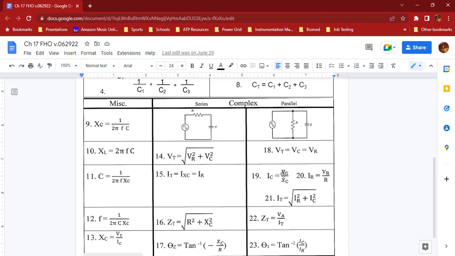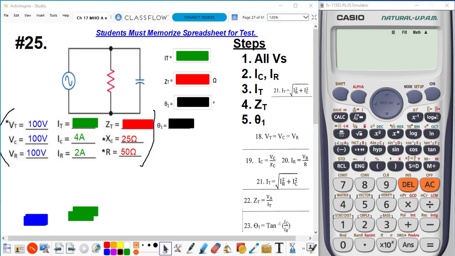This is a parallel. Formula 16 cannot be used for parallel. Be careful not to make that mistake. It's very tempting to go ahead and try to find ZT because you have both of these values. But you can't do that because you can't use formula 16 with a parallel circuit. So we're going to find IC and IR first. Then we're going to find IT, and then we're going to find ZT.